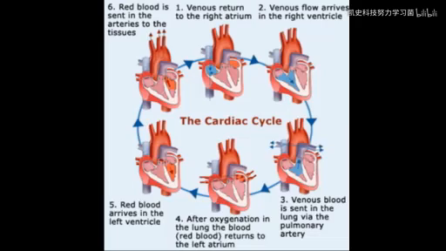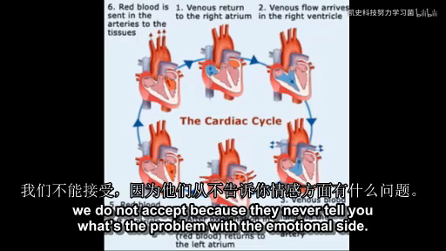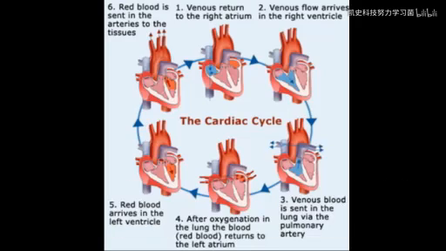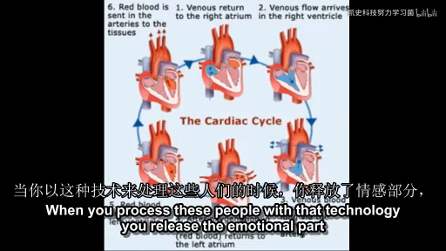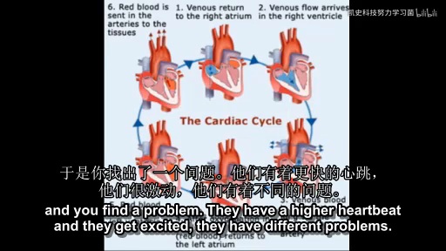Mr. Kesh, let me explain to you something. This is one of the reasons why, when we have patients with a pacemaker or a problem with their heart, we do not accept them, because they never tell you what's the problem with the emotional side. When you process these people with our technology, you reach the emotional part, which cannot handle the physical part of the heart. And then you find a problem. They have a higher heartbeat, they get excited, they have different problems.